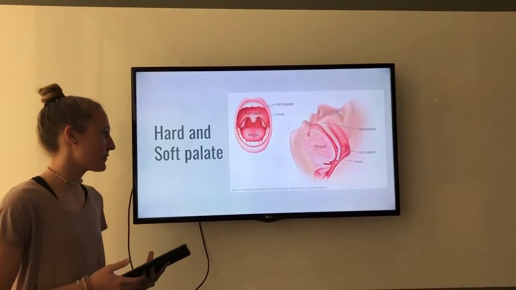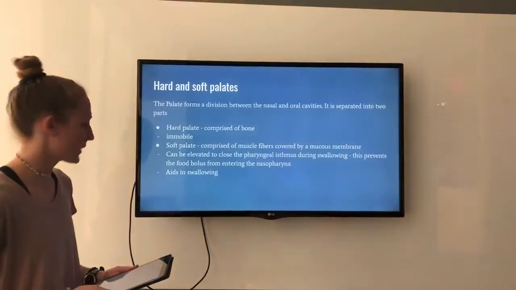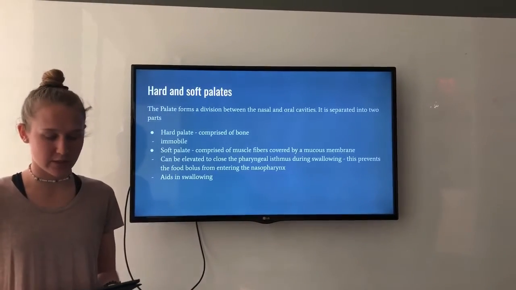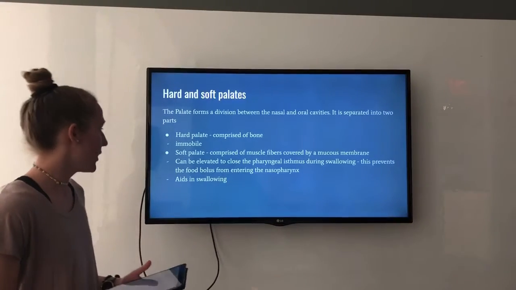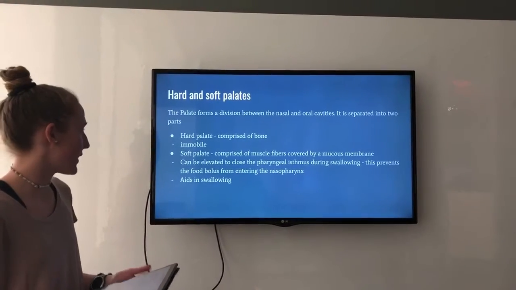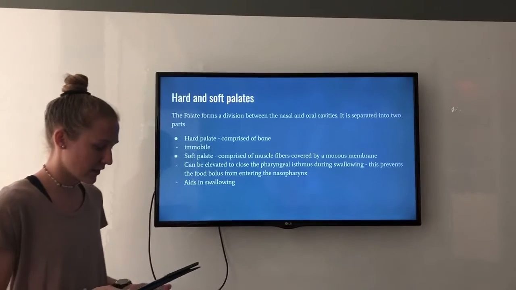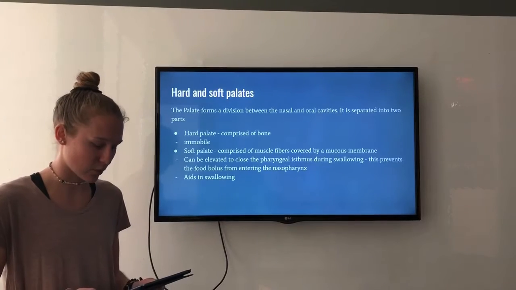The next structure of the mouth that we're talking about is the hard palate and the soft palate. The palates form a division between the nasal and the oral cavities, and it is separated into two parts. The hard palate is comprised of bone and is immobile, and the soft palate is comprised of muscle fibers covered by a mucous membrane and is mobile.